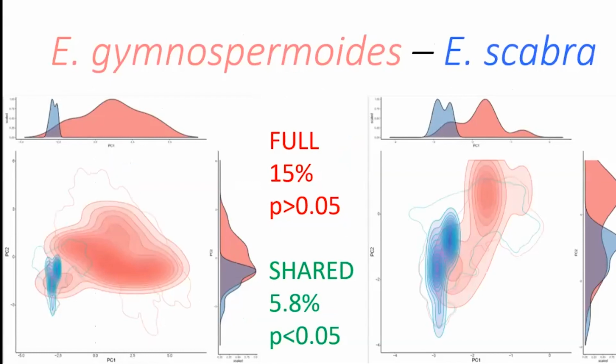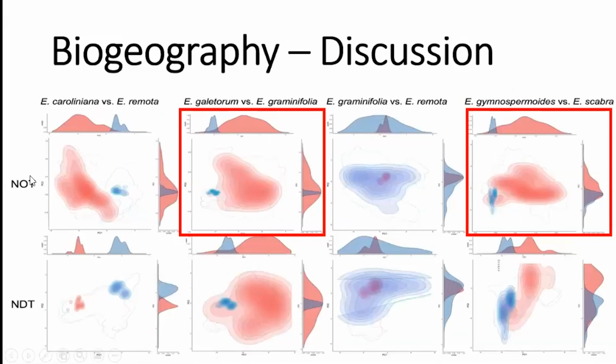be significantly different pairs. So I want to note that everything here, the not is the overall, the NDT is the local, essentially. All but two overlap tests are significant from one another. For Galatorum and graminifolia, these are sympatric, they occur together at some points, whereas Gymno and Scabra are completely allopatric, or they get kind of close together.